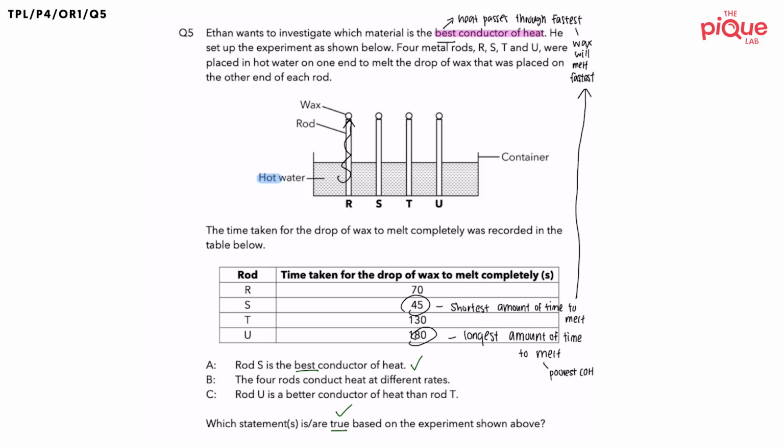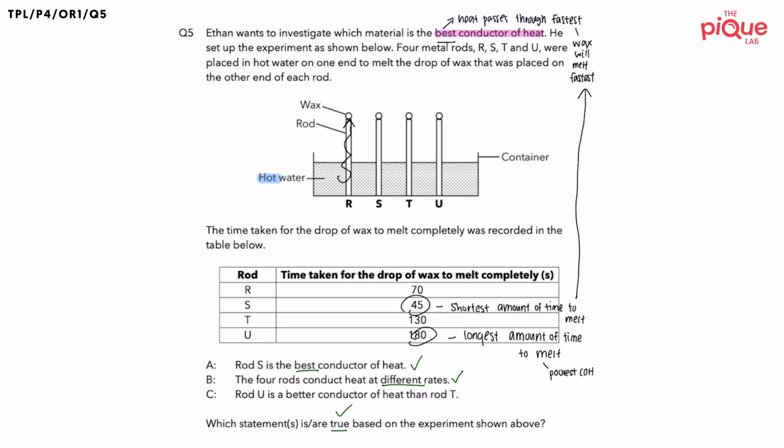What about statement B? The 4 rods conduct heat at different rates. Now, if the 4 rods conduct heat at different rates, would the time taken for the drop of wax to melt be the same or different for all the rods? It will be different, right? And is this what you see in this table over here? Yes. So let's put a tick for this statement as well.